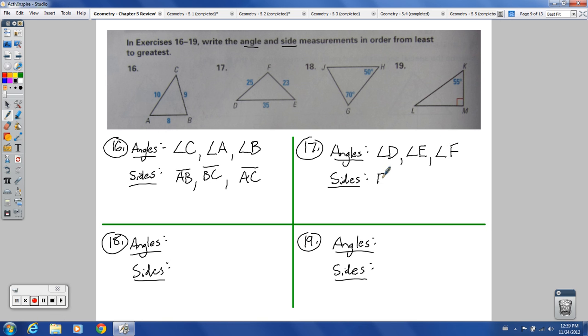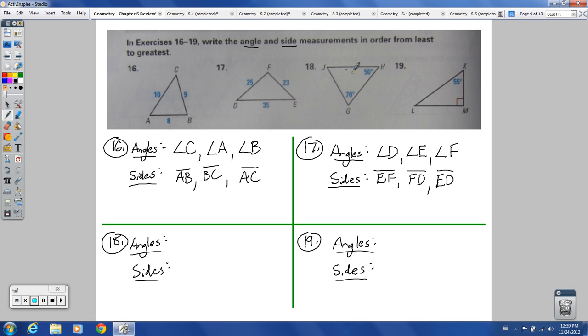And so from there, you've got the smallest side, 23, is EF. You've got the next smallest side, 25, so that's FD. You could also say DF. You can switch the order of any of these letters for the segments, and you still have the same segment. And then finally, ED is the longest one, or DE, either way would be fine.